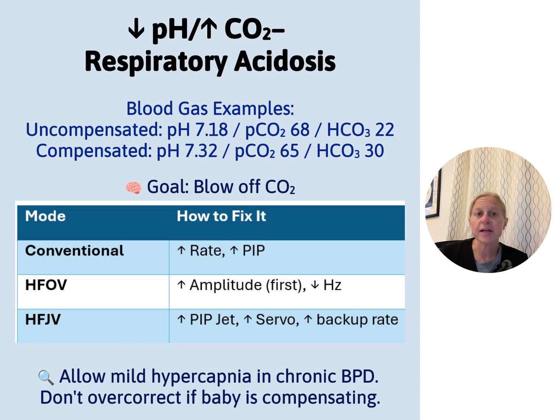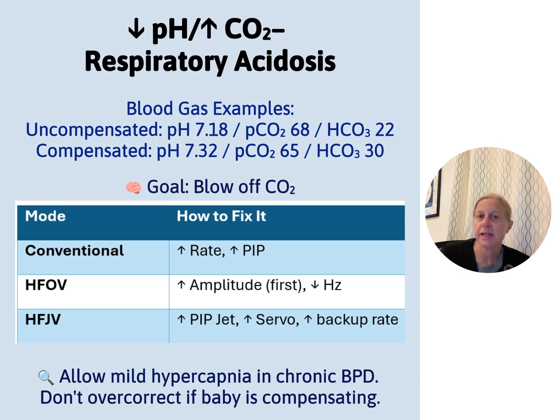So in respiratory acidosis, such as a gas of 7.18, 68 with a bicarb of 22, and a compensated or partially compensated gas, where we're getting our pH closer to normal at 7.32, our CO2 is still an outlier at 65, and our bicarb has now risen to try to help, up to 30. Those are both respiratory acidosis gases. So our goal is to blow off the CO2. So what are we going to do?